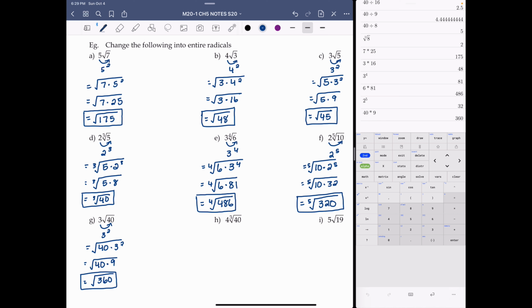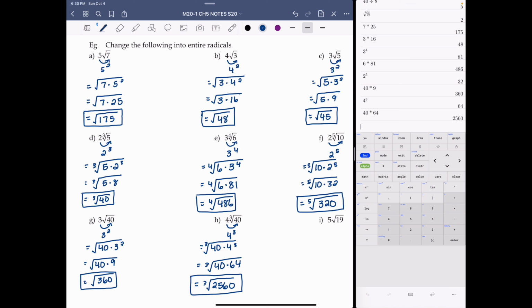Four times the cube root of 40. Move that 4 underneath, you've got to put it to the power of 3. We get the cube root of 40 times 4 to the power of 3, which is the cube root of 40 times 4 to the power of 3 is 64. And then cube root of 40 times 64 is 2,560.